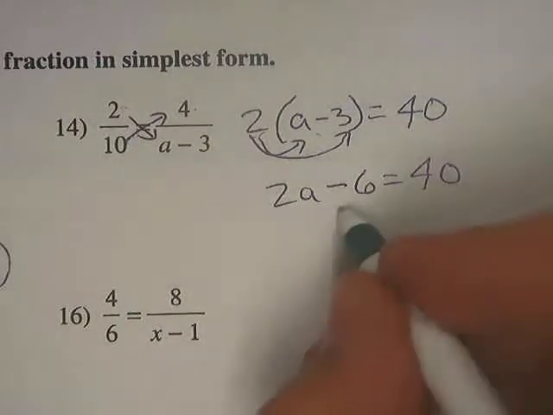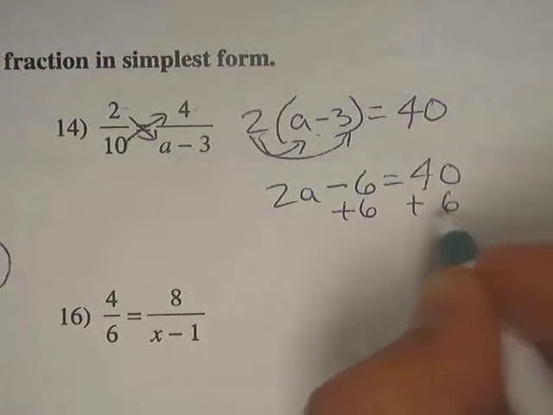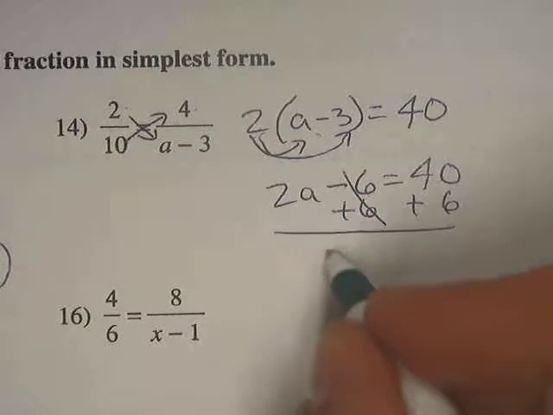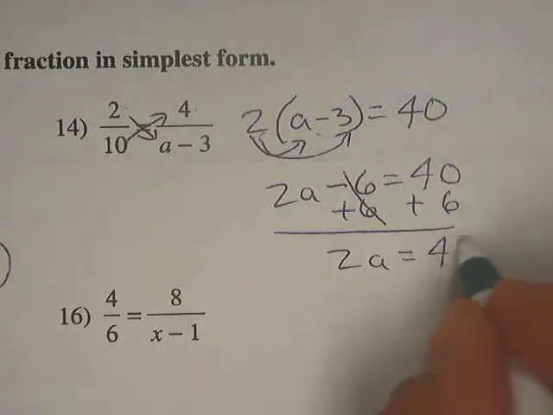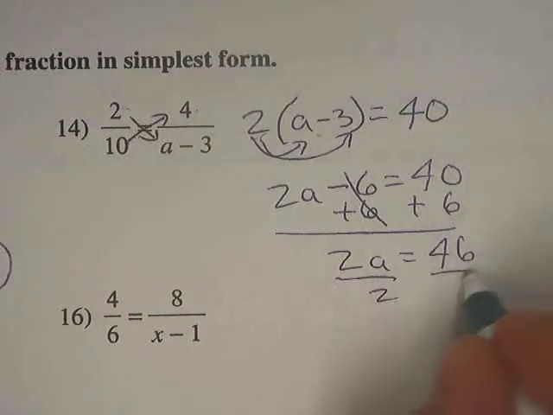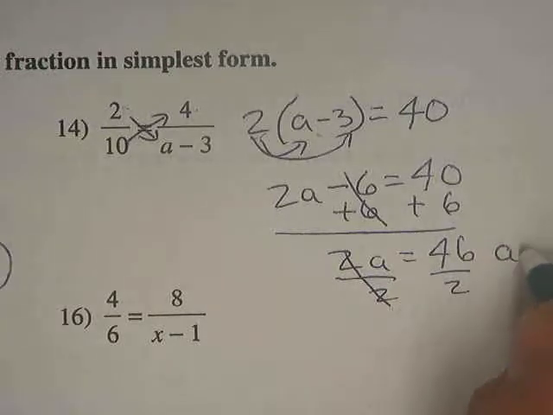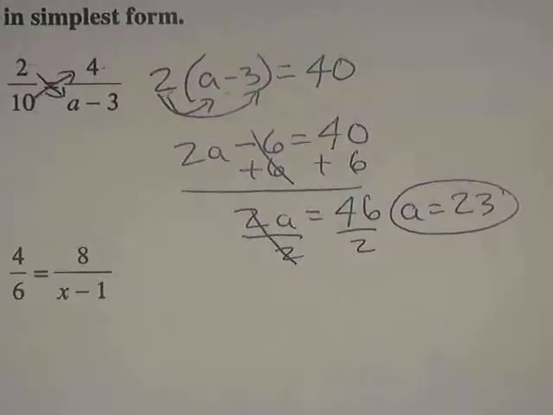Distribute the 2. So I'm left with 2 times a minus 2 times 3, which is 6, equals 40. Add 6 to each side. You got 2a is equal to 46. Divide by 2. A is equal to 23.